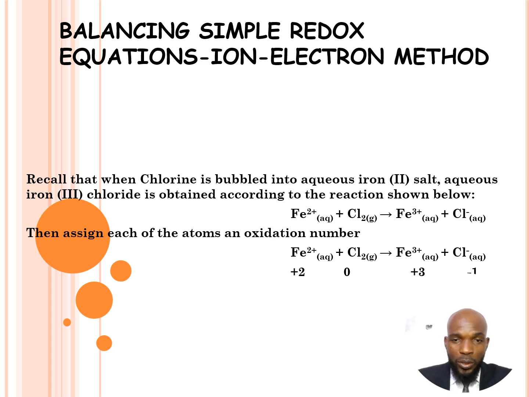Then assign each of the atoms an oxidation number. So if you look at iron 2 is plus 2, chlorine is 0, iron 3 is plus 3, and then chloride ion is minus 1.